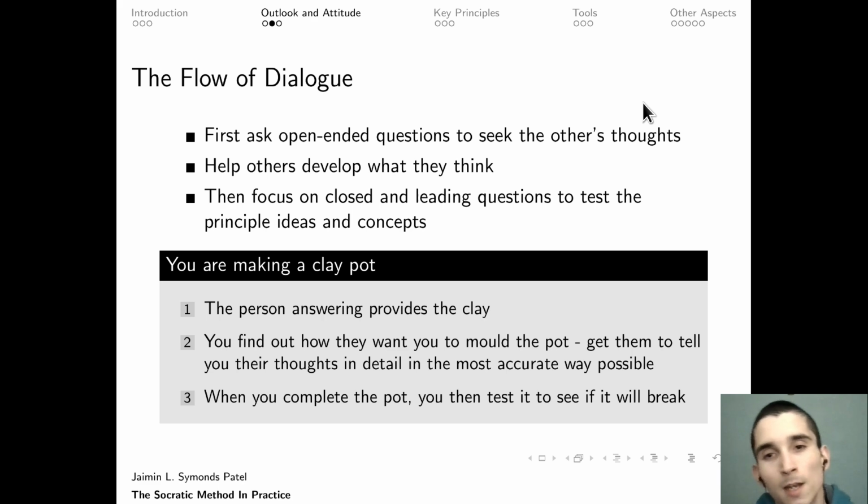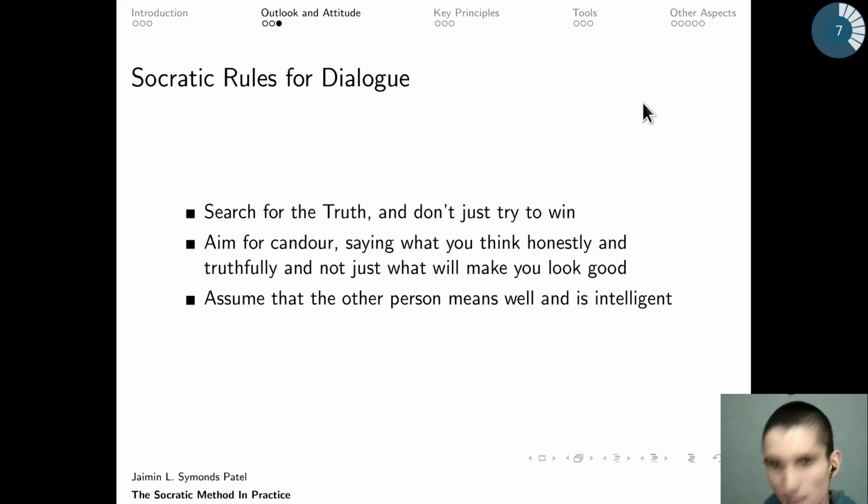So I think that's a useful analogy to have, because it hopefully emphasizes the fact that you're building this thing with the other person. And that's a really key aspect of dialogue, because you want to make sure you carry out the dialogue in a constructive way. That brings us on to some Socratic rules for the dialogue. Or just dialogue in general.